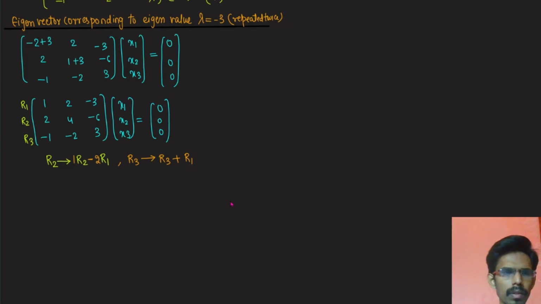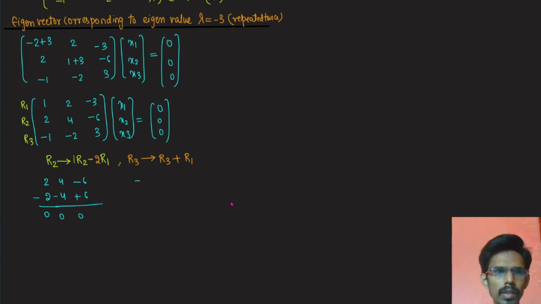1R2 means same R2, 2 4 minus 6. 2R1 means multiply 2 to the first row. So this will become 2, 2 2s are 4, 2 3s are minus 6. Now minus sign is there, so put minus, minus, plus. So I'll get here 0 0 0. So second row will become 0 0. Now R3 is minus 1, minus 2, 3. R1 is 1 2 minus 3. So if I add this, I'll get 0 0 0.